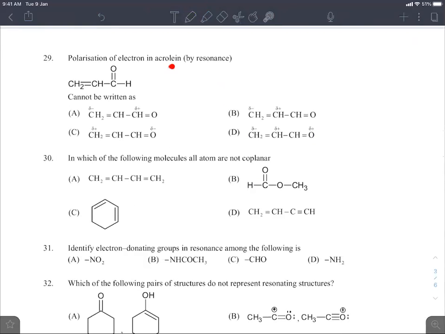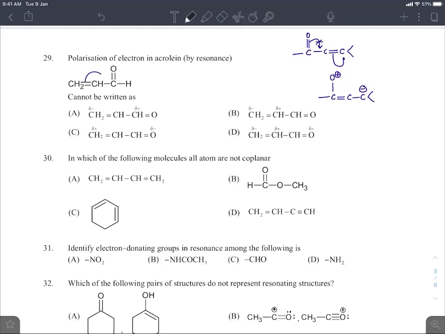Polarization of electron in acrolein by resonance. Always remember this whenever you have C double bond O and then there is an adjacent double bond here. Whatever the bond lines are, this pi bond will never shift here. Reason: if that shifts there, oxygen will get a positive charge and its octet will be incomplete. And oxygen would never want to be octet incomplete because it is highly electronegative in nature. So this side resonance is never possible.